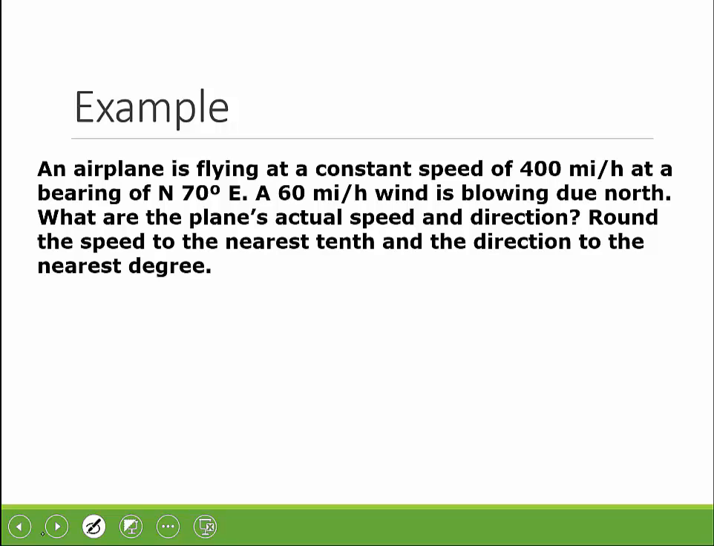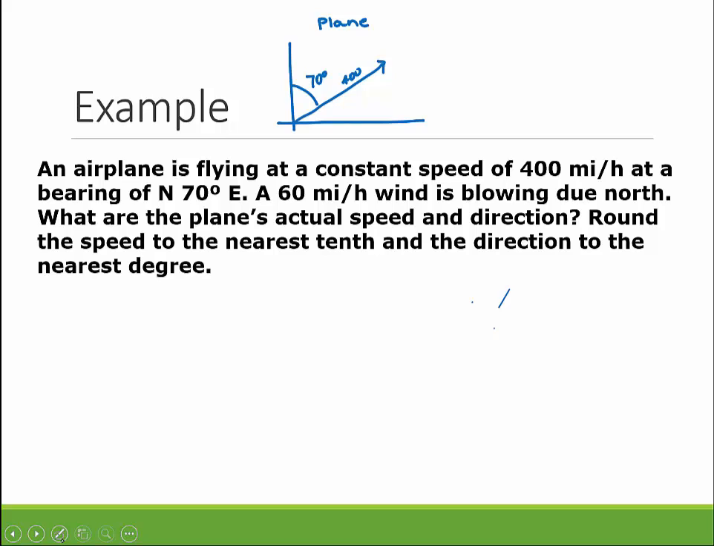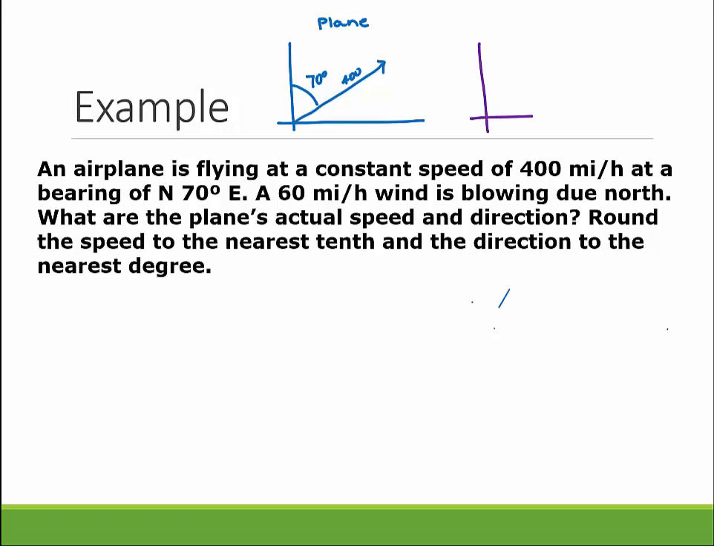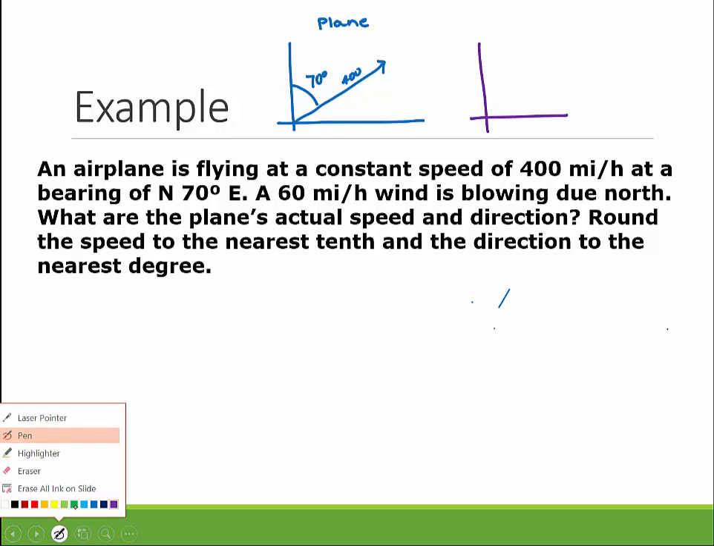So let's do a problem, and we'll do plenty more of these in class. An airplane is flying at a constant speed of 400 miles an hour at a bearing north 70 degrees east. So if we were to draw this, north 70 degrees east would mean that we were going north and then we went 70 degrees east. And this is 400 miles an hour, so this is our plane. And then it says a 60 mile an hour wind is blowing due north. So this is the wind.